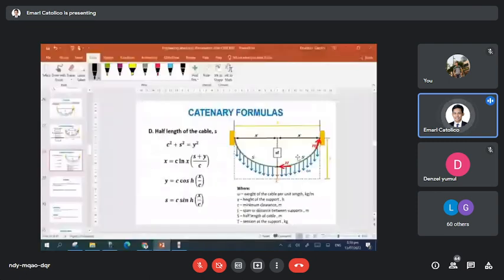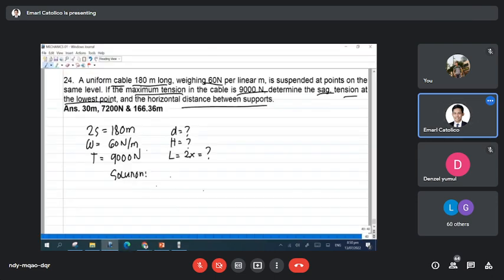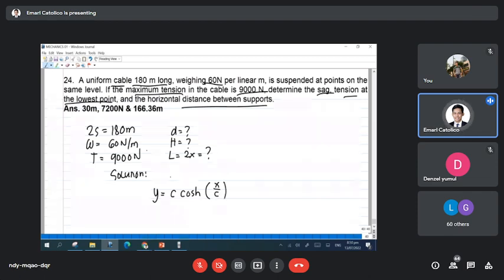Okay. So, formula ng d, pwede natin makuha sa y, ano? So, sulat natin yung formula ni y. y is equals to c cosine hyperbolic of x over c. So check mo kung pwedeng i-direct sub. Wala kang c, wala kang x. Solve natin as equation number 1.